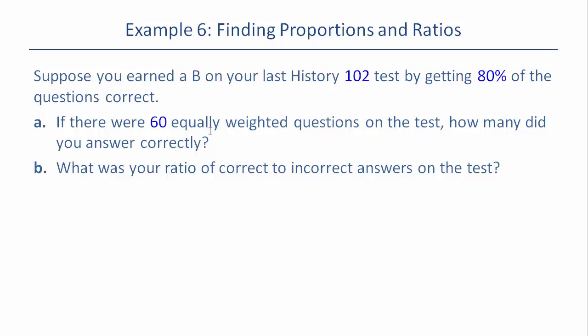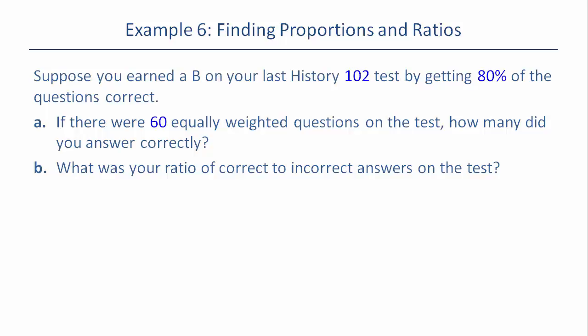Okay, suppose you earned a B on your last history test by getting 80% of the questions correct. If there were 60 equally weighted questions on the test, how many did you answer correctly? Well, isn't that easily just 80% of 60? And then what was your ratio of correct to incorrect answers? Well, if you got 80% of them right, didn't you get 20% of them wrong? So the ratio of correct to incorrect would be 80 to 20, which we would reduce to 8 to 2, which would reduce even further to 4 to 1.